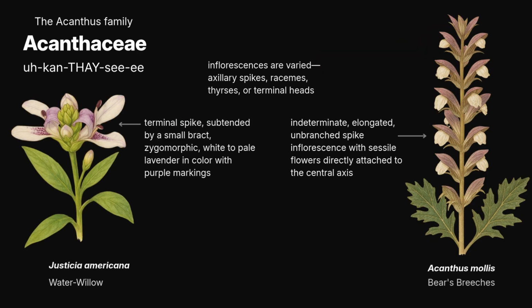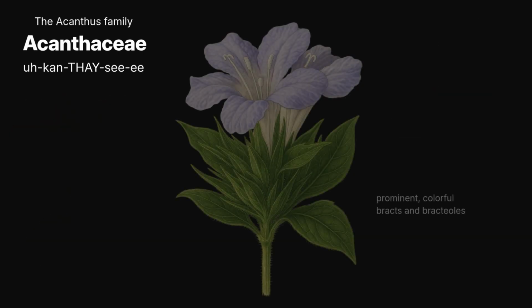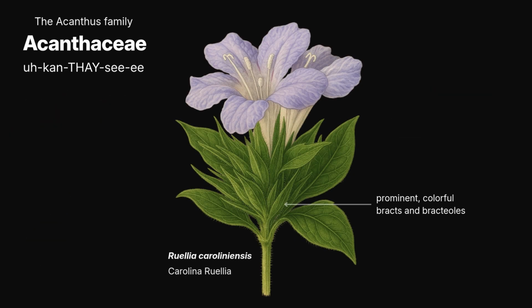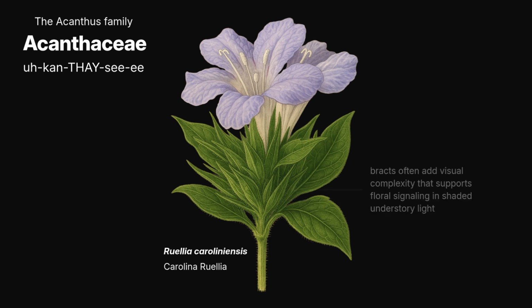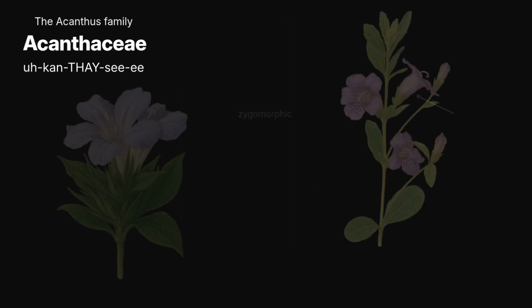Inflorescences are varied: axillary spikes, racemes, thyrses, or terminal heads, but consistently feature prominent, colorful bracts and bracteoles that protect buds and attract pollinators. The bracts often add visual complexity that supports floral signaling in shaded understory light.